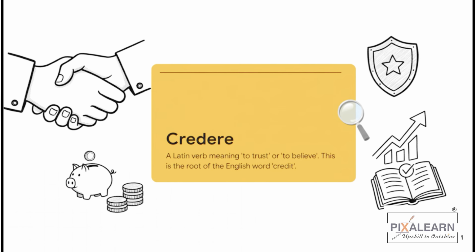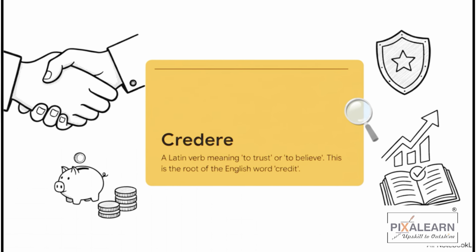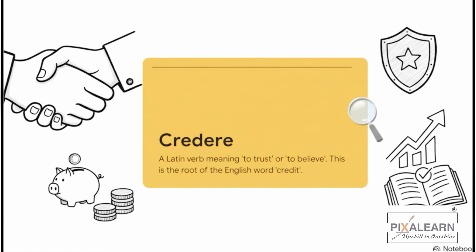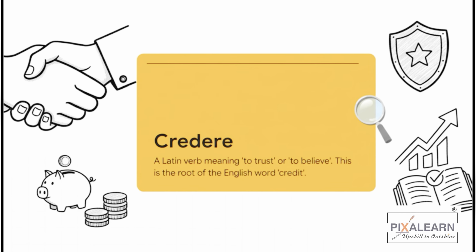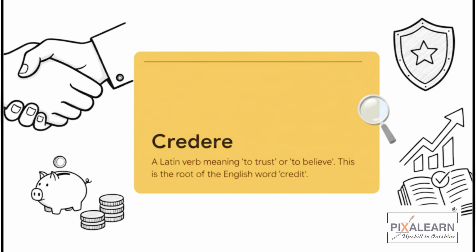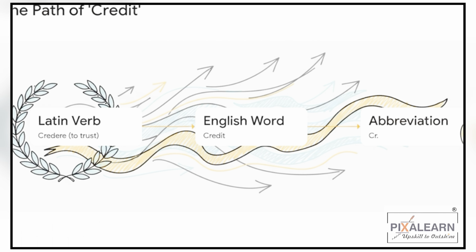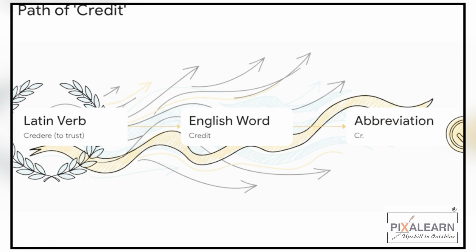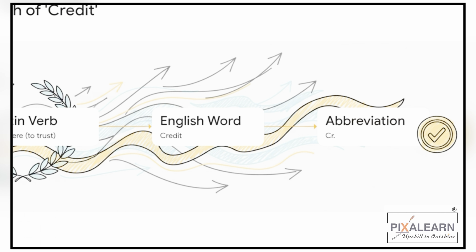Let's look at credere first. In Latin, it's a verb, and it means to trust or to believe. You can probably already see how that's the direct root of our modern word credit. The whole idea is built on trust. So for credit, it's pretty simple, right? The Latin word credere gives us the idea of credit, and the abbreviation CR is just a nice logical way to shorten it. No real mystery there at all.